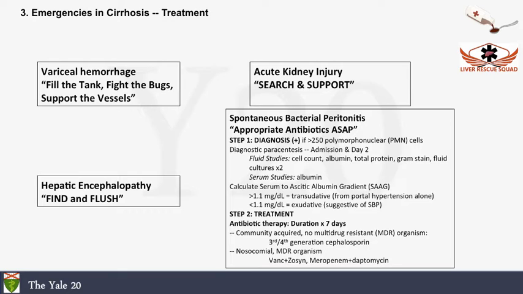Step 2, antibiotic therapy is usually 7 days, and you want to think about whether or not this is a patient who has exposure just to community pathogens or they're coming from a healthcare environment where they have more exposure to resistant organisms. Clinical pearl: do not do a large volume paracentesis, even if they have a huge belly, before getting a tap to make sure that you rule out spontaneous bacterial peritonitis.